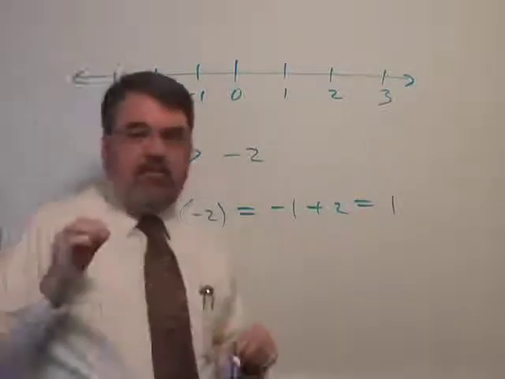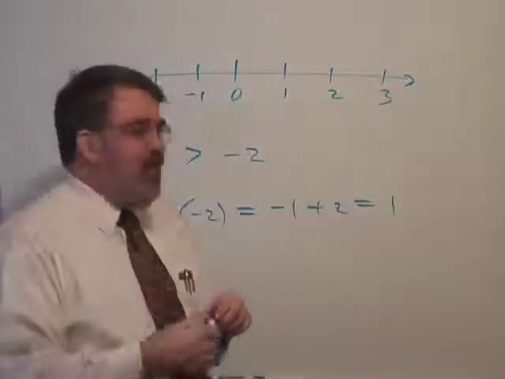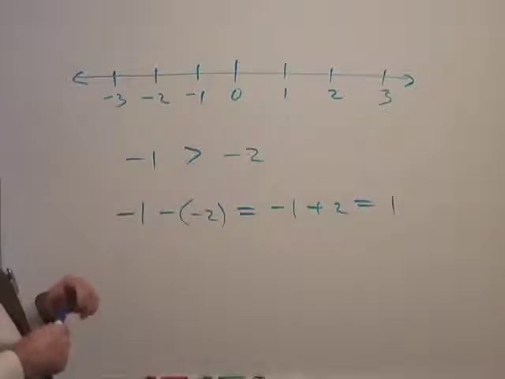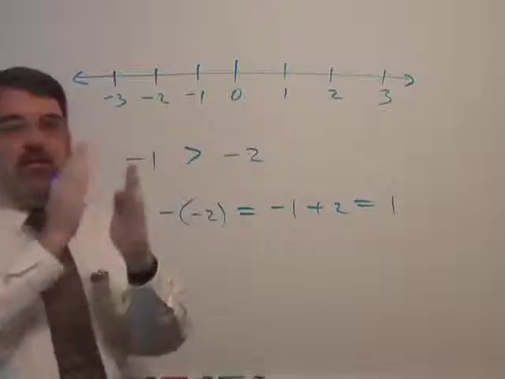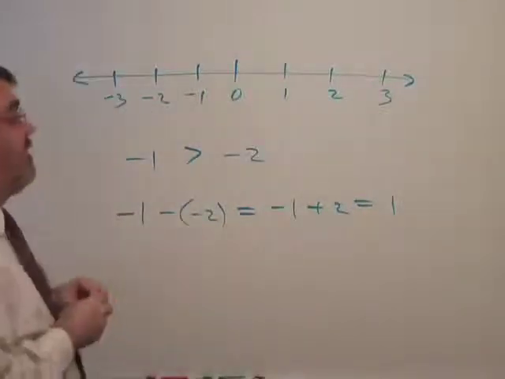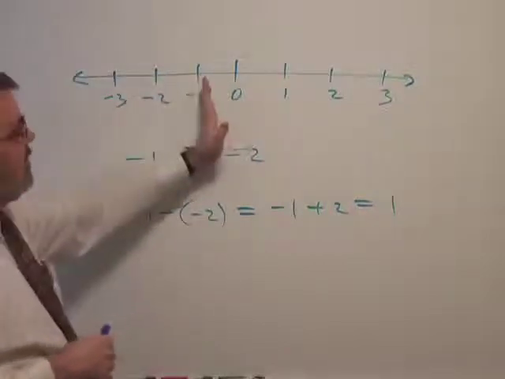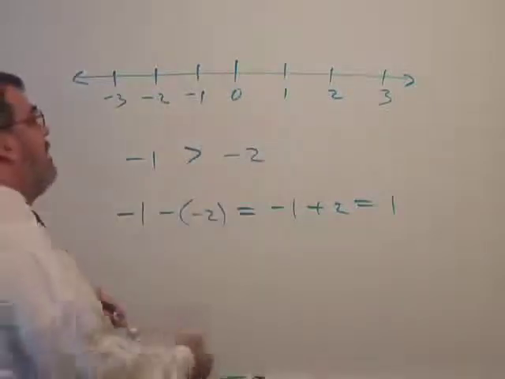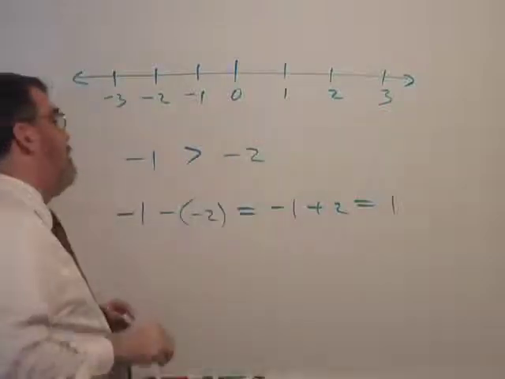I think the most straightforward explanation for why this ought to be true is that if you define less than and greater than in terms of position on the number line, then you can come up with a consistent rule. So here's the way it works. -1 is to the right of -2, so numbers to the right of another number are greater than. Numbers which are to the left of another number are less than.